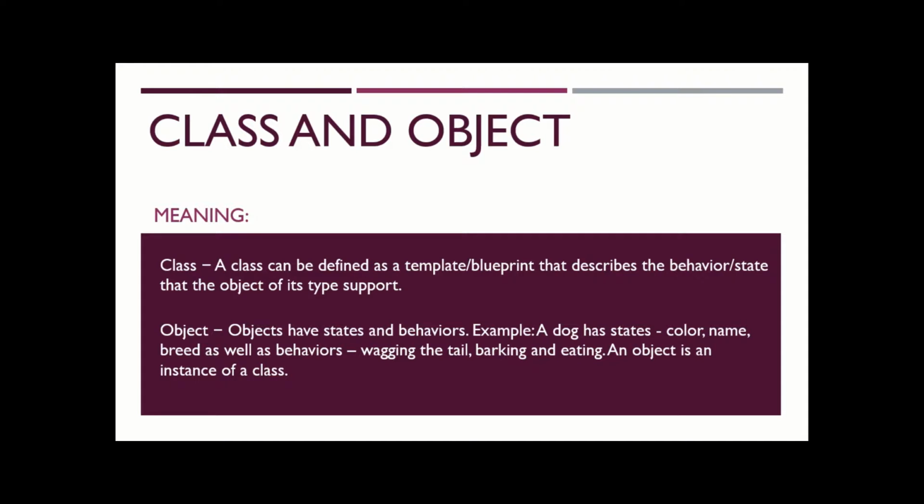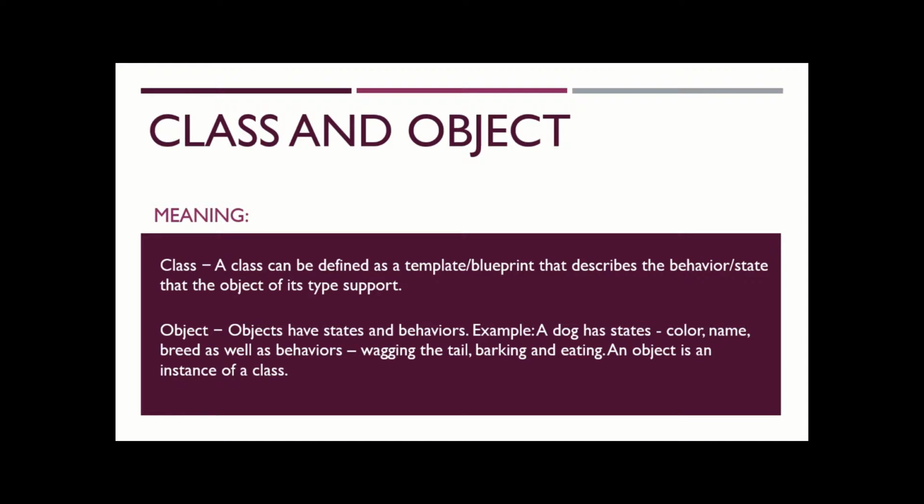So objects have state and behavior, for example, a dog has states such as color, name, breed, as well as behaviors: wagging the tail, barking, and eating. So we can say that the object is an instance of a class. So it has three characteristics of object.